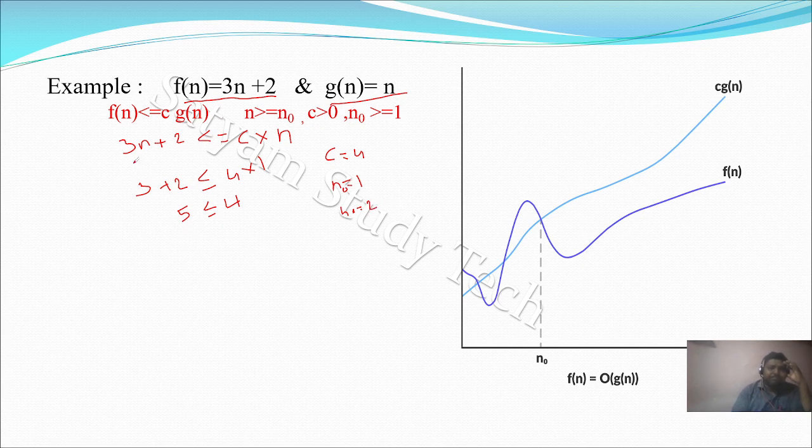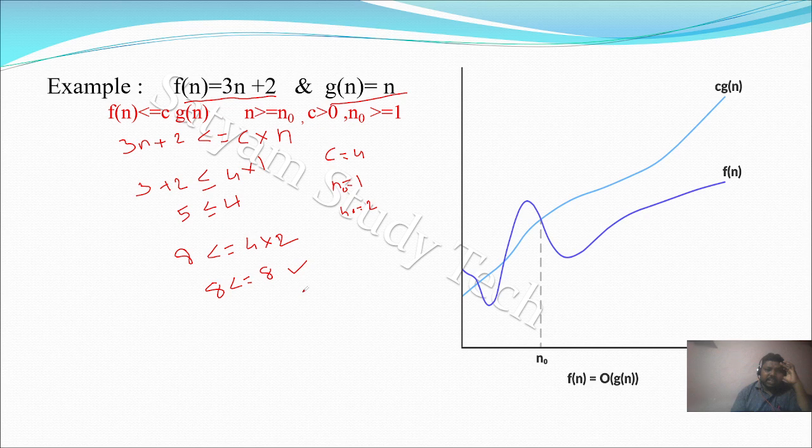Now we can see 3n. So that is 3 into 2, 6 plus 2, 8. 8 less than or equal to 4 into n naught value, which is 2. So 8 less than or equal to 8. Okay, the condition is satisfied.